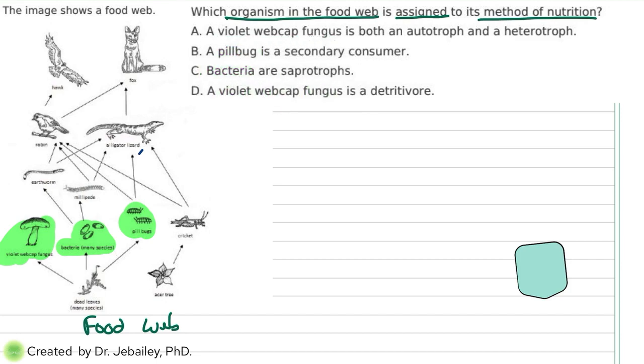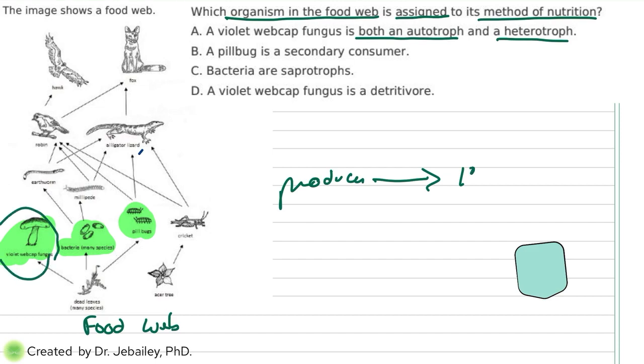The first one says it can be both autotroph and heterotroph. That means it has to be a producer, so let's see if it is. It cannot be a producer, because if it was a producer, there would be an arrow going away from the producer to the first consumer, and you can see that the fungus doesn't have any arrow going out of it, so definitely that's a no. A pill bug is a secondary consumer? The pill bug right here is the first one, as you can see, and then you have a primary, the only chance, so it cannot be that one.